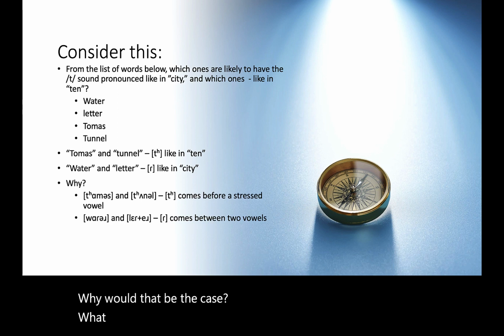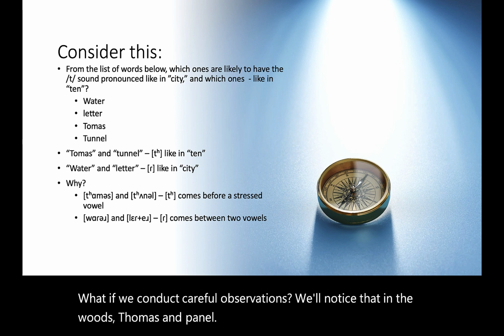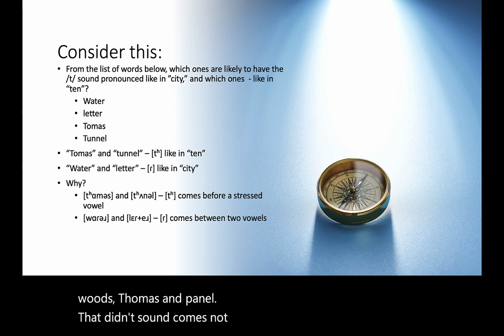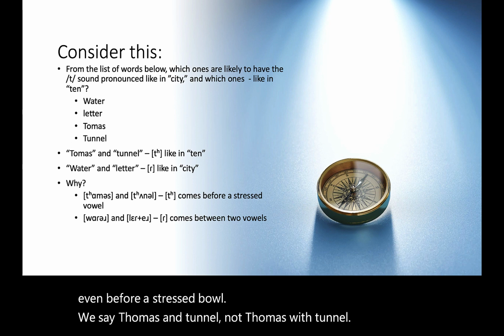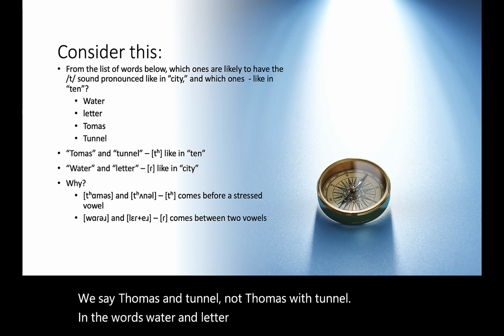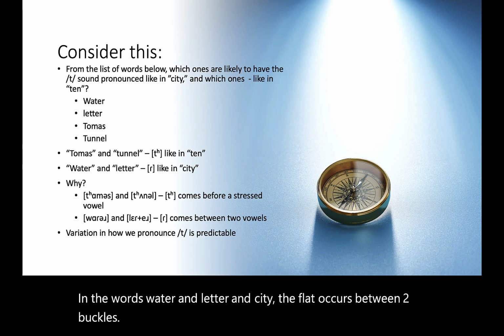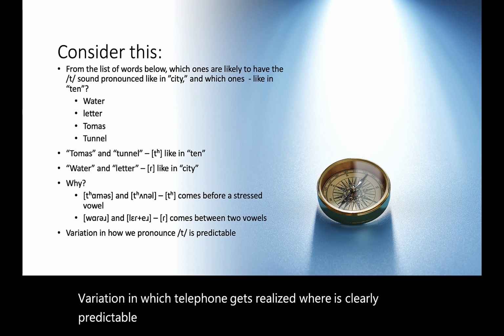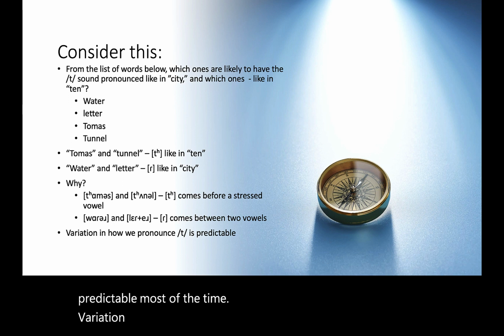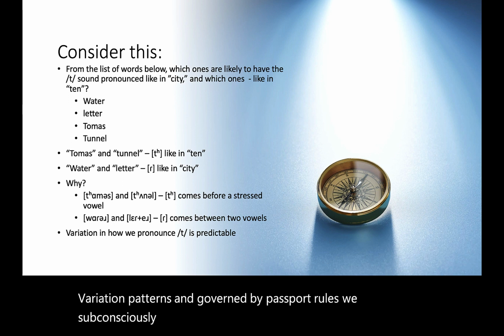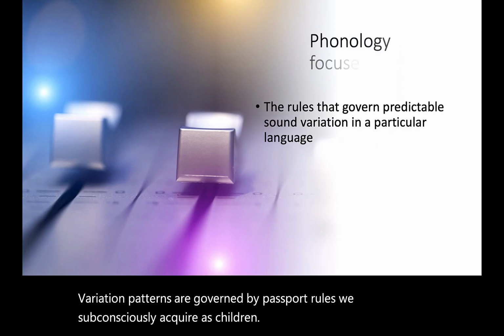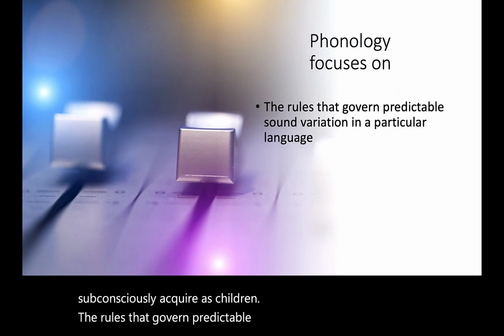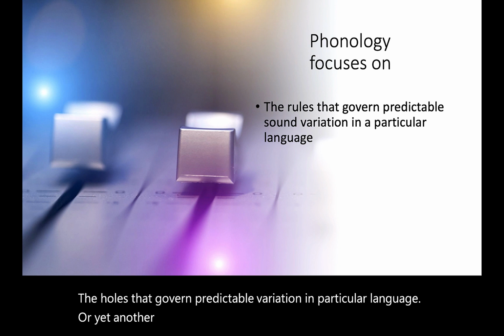Well, if we conduct careful observations, we will notice that in the words Thomas and tunnel, the t sound comes not merely at the beginning, but also even before a stressed vowel. In the words water and letter and city, the flap t occurs between two vowels. Variation in which allophone gets realized where is clearly predictable, well, most of the time. The variation patterns are governed by tacit rules we subconsciously acquire as children. The rules that govern predictable variation in particular language are yet another focus of phonology.